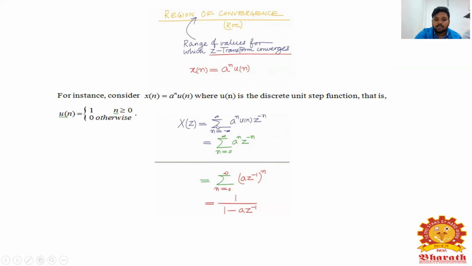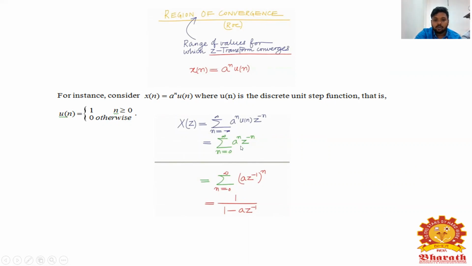So x of z is equal to summation n equal to minus infinity to infinity a power n u of n into z power minus n. As I said before, u of n is the discrete unit step function, and if n is greater than or equal to 0, I substitute the value 1, otherwise it is 0. So the range of summation changes to n equal to 0 to infinity, because u of n is 1 for n greater than or equal to 0.